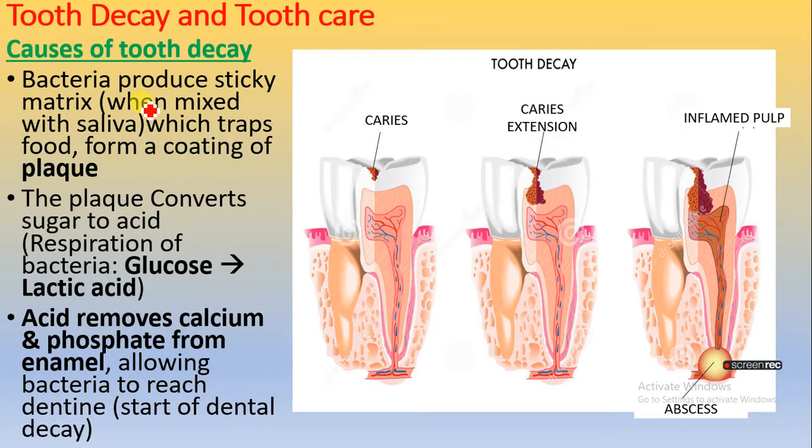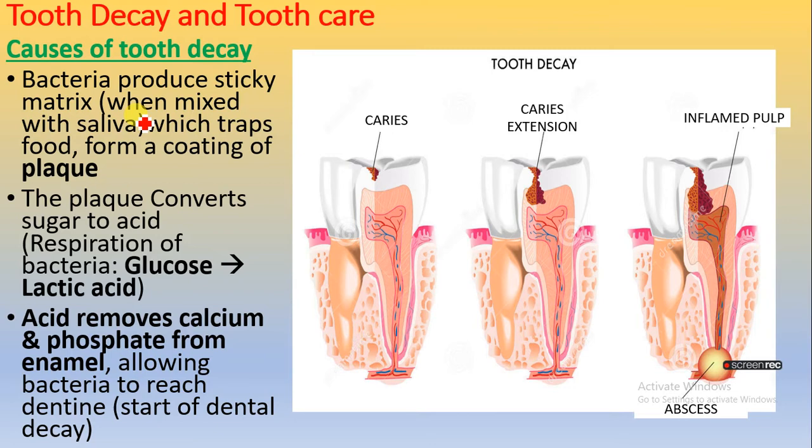Now, tooth decay and tooth care. What are the causes of tooth decay? Why will there be tooth decay? Tooth decay is caused by bacteria. Bacteria produce a sticky matrix when mixed with saliva. If there is bacteria in your mouth, it will form a sticky matrix when you mix it with saliva, and the saliva will then trap food.